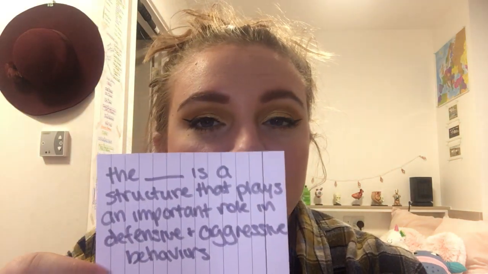The blank is a structure that plays an important role in defensive and aggressive behaviors. That's the amygdala. That's sort of your aggression center. So if you know any kind of meathead guys, you know, kind of roid ragey guys, you can think to yourself, maybe they've got a little bit of an overstimulated amygdala going on.